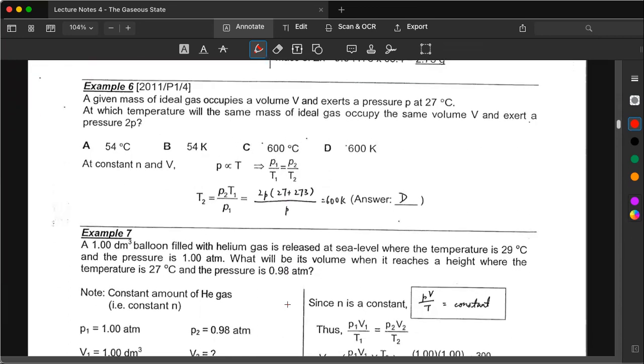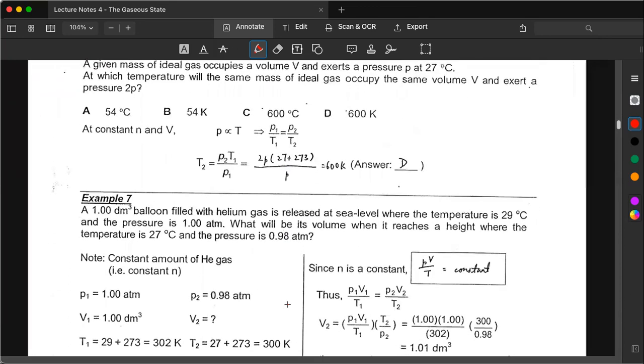Now, another example, you can look at this question before solving and check the answer. So we have 1 dm cube of balloon filled with helium gas released at sea level when the temperature is 29 degrees Celsius and the pressure at that point will be 1 atm. So what will be its volume when it reaches a height where the temperature becomes 27 degrees Celsius, which is lower, and the pressure is also reduced to 0.98 atm.